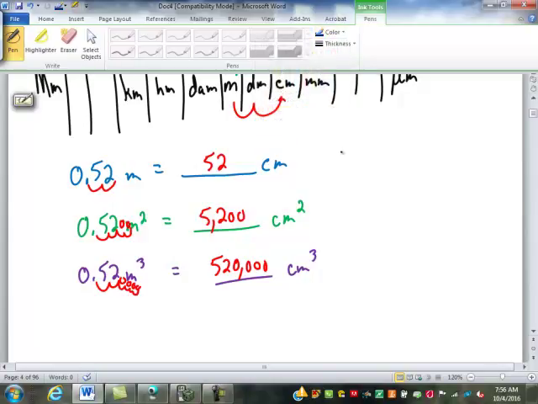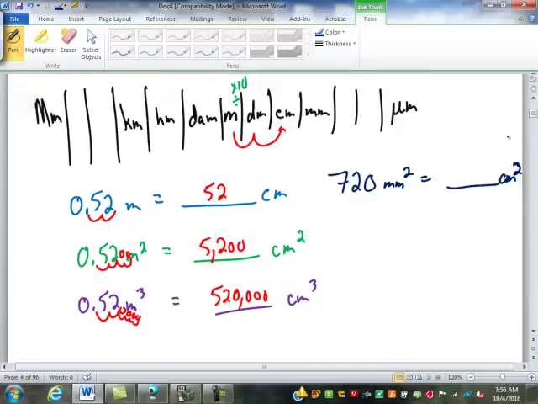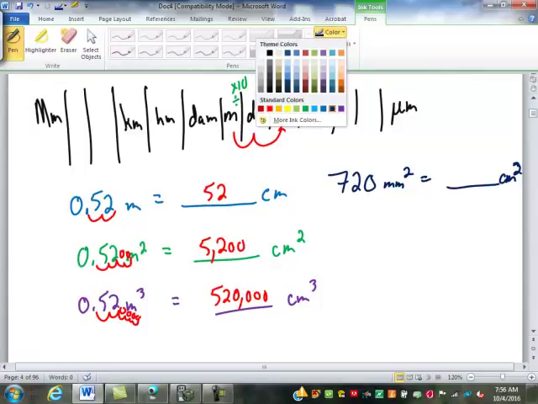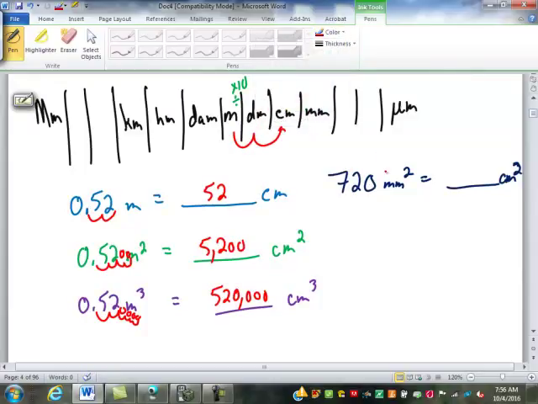So we might have 720 millimeters squared going into centimeters squared. From millimeters to centimeters, how far are we moving? From millimeters to centimeters, 1 spot to the left. It's squared, so we've got to move the decimal point twice as far, 2 spots to the left. So that's 7.2 centimeters squared.